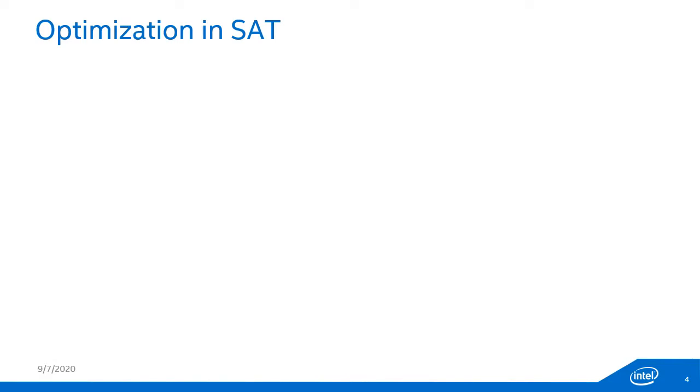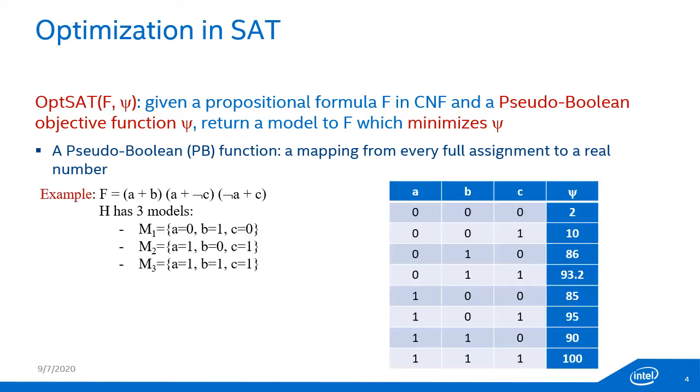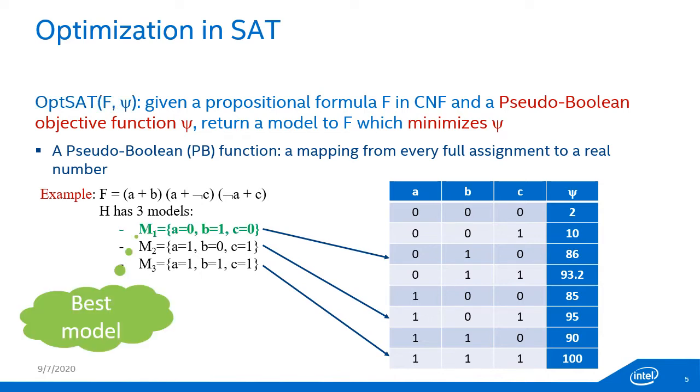Now I would like to extend SAT to optimization. In the so-called OPSAT problem, in addition to the propositional formula F, the solver is also given a pseudo-Boolean objective function psi, and it should return a model to F which minimizes psi. So now the model matters. A pseudo-Boolean function is just a mapping from every full assignment to a real number in the more generic form. So if we extend our example to have also a pseudo-Boolean function, we can check the values for every model. It's 86 for M1, it's 95 for M2, and 100 for M3. And M1 is the best model in our example because the value of psi is minimal.